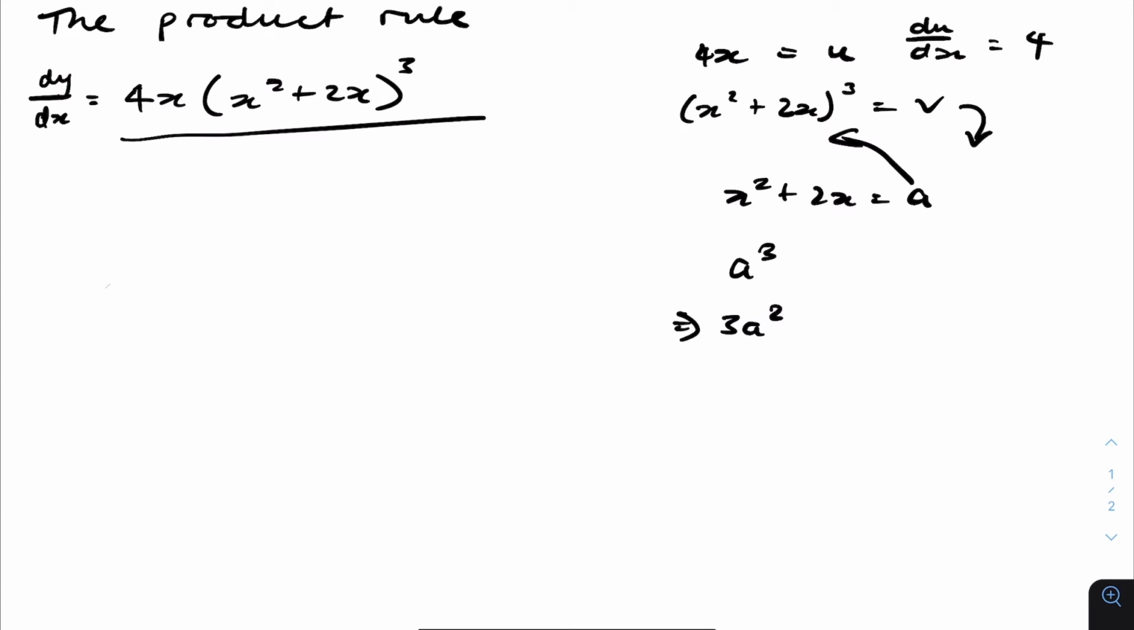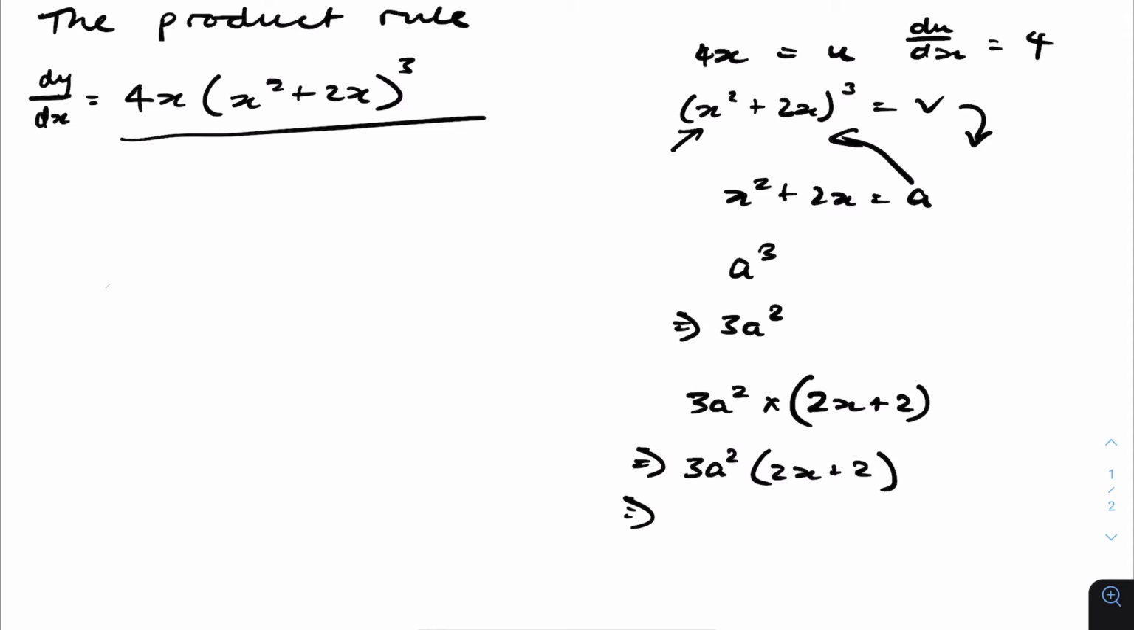I'm just doing it quickly. You can do it slowly if you want, pause the video, but I'm trying to make sure I get across the product rule itself. And then you actually differentiate the part inside. So it's 3a squared times, and then differentiating is pretty easy, 2x plus 2. Put that in brackets, which gives us 3a squared (2x plus 2), and then we substitute our value of a back in, 3(x squared plus 2x) squared (2x plus 2), and we can further expand the brackets if we want, to give 6x plus 6 times (x squared plus 2x) squared.